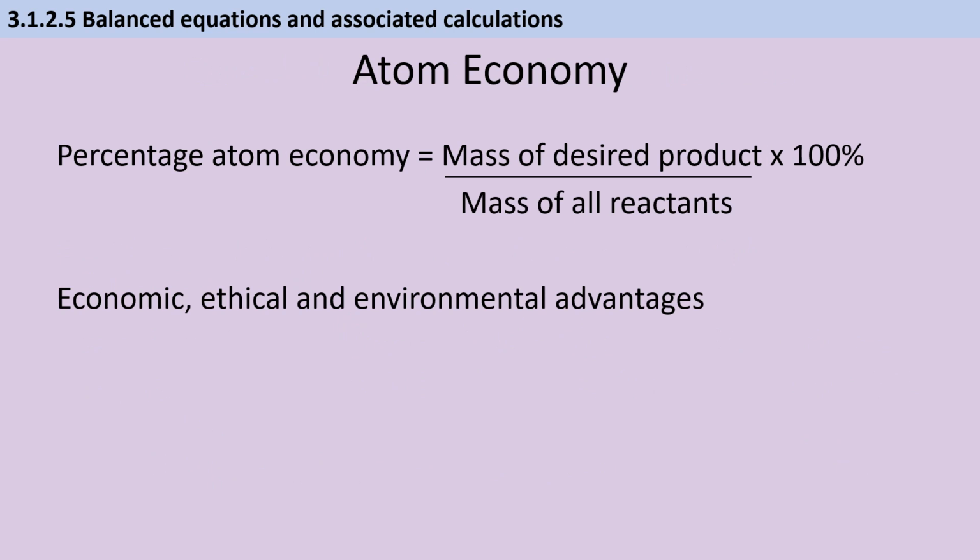Atom economy is a measure of what proportion of the reactants I started with actually ended up in my useful product, as opposed to in a byproduct that I can't use. Having a reaction with high atom economy is desirable because it's going to save me money. It's going to mean that resources are better preserved, and it's probably going to save energy as well and generally be better for the environment.